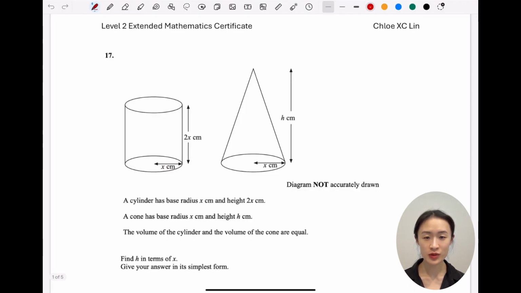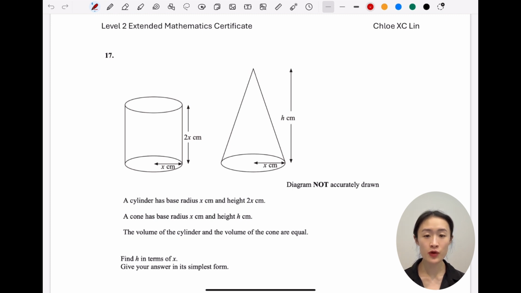So in this question, we are given two shapes. And for the cylinder, we are told that the radius of the base is x and the height is 2x. We are also given a cone and we are told that the base radius is also x and the height is h. We are then told that the volume of these two shapes are equal and we need to find an expression for h. And we are told to leave the final answer in the simplest form.